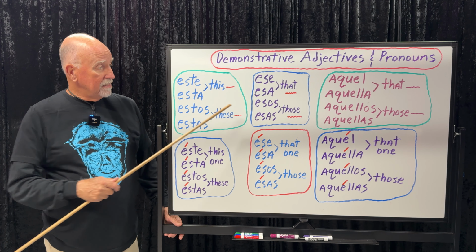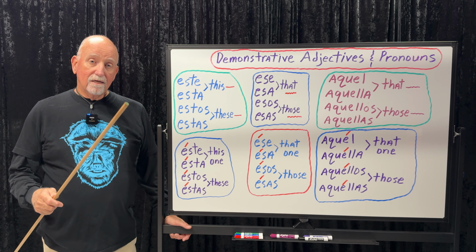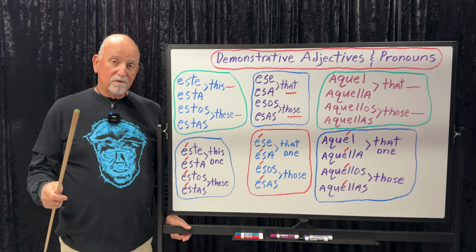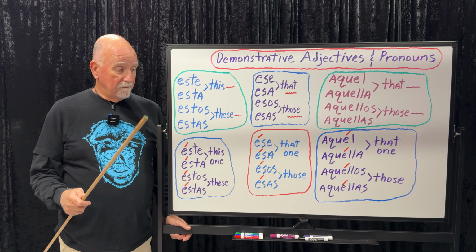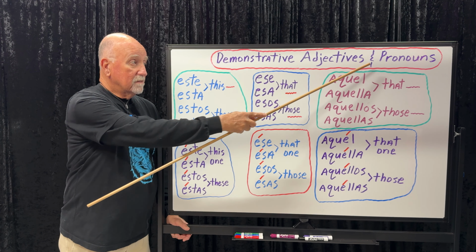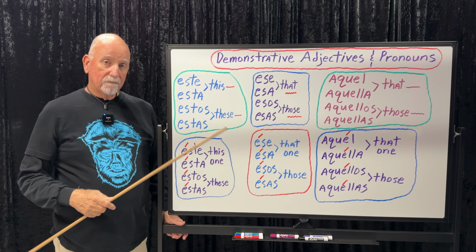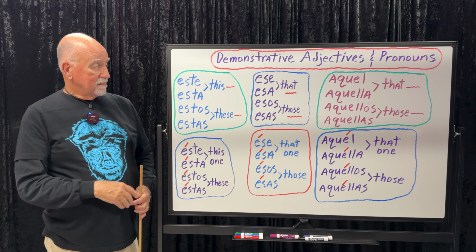If you see any of these written in a book or on a sign, then they better have a noun right after them, because if they don't have a noun after them, they cease being a demonstrative adjective and they become a demonstrative pronoun, and they must have the accent mark. All right, let's see if we got this.